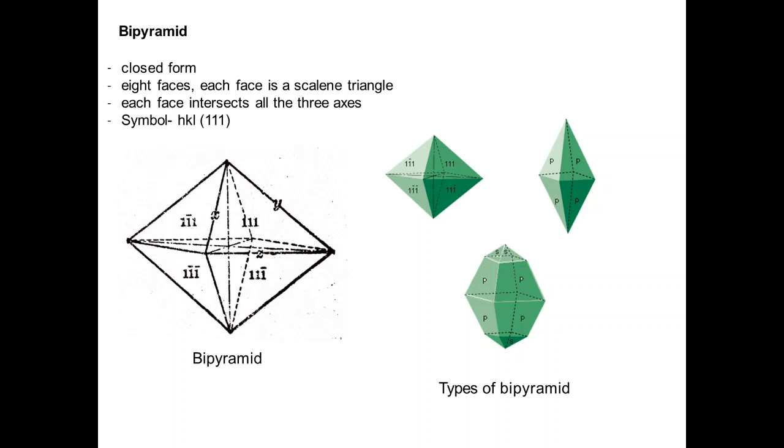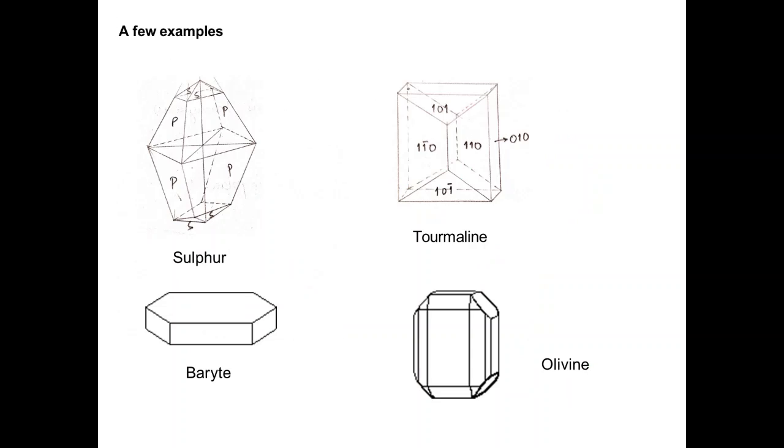So you can have several of these bipyramids occurring in combination with each other. A few examples of minerals which are crystallizing in the orthorhombic system are sulfur, tourmaline, barite, and olivine.